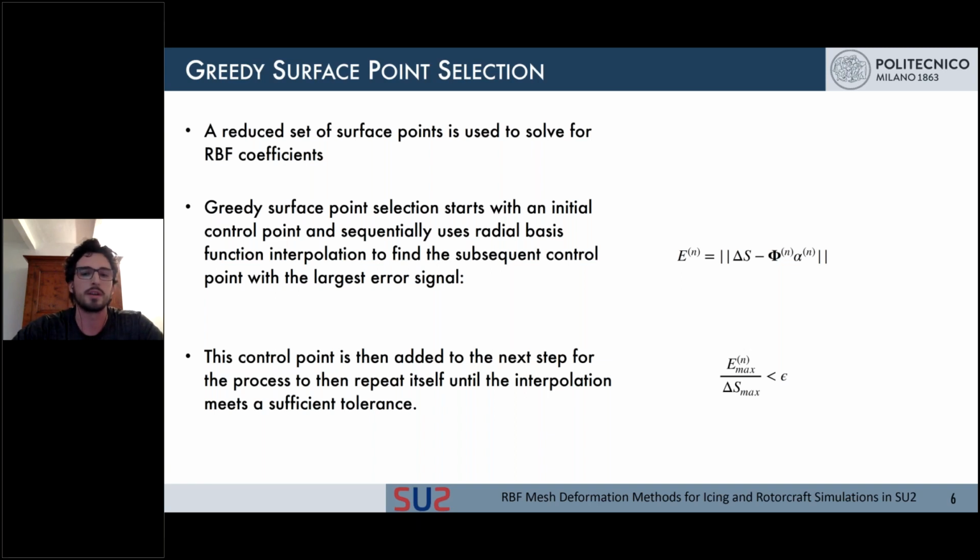procedure in which we start with one point, we compute our RBF approximation, we evaluate the error, and we put in our control points the point with the largest error. This way we can approximately solve our problem up until a given tolerance. And this is still not enough because after a while the number of points that we put in our basis becomes too much to solve with standard direct solvers.